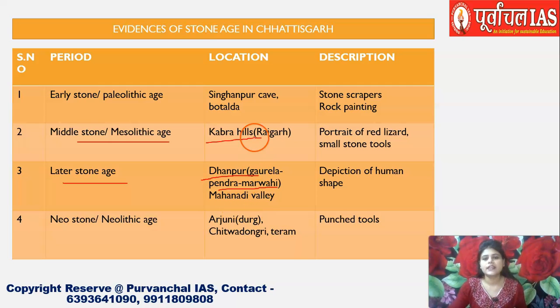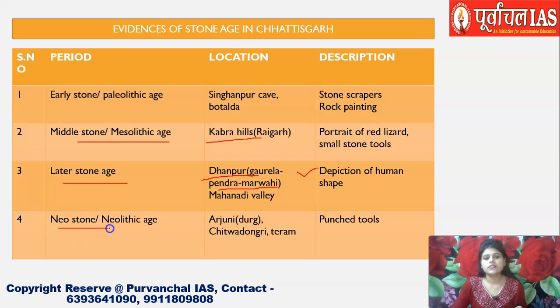See, in the Mahanadi Valley and Raigarh, you get the evidences of all of these ages. You have to remember. Now the important thing here is that we get the depiction of human shape. That means the people of the Later Stone Age became a little more advanced, and now they started depicting the human shape. They also started domestication of animals. Apart from hunting, they started settling down at some places, and domestication of animals to a large extent started from here. A little bit of agriculture also started in this particular age.